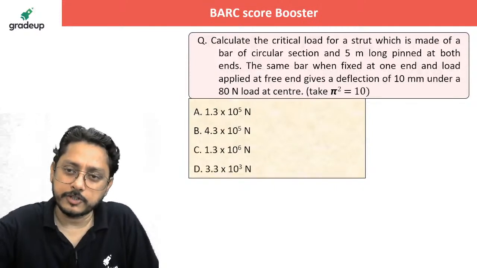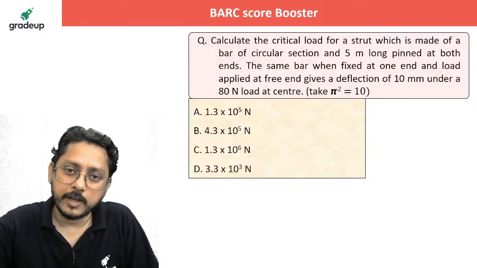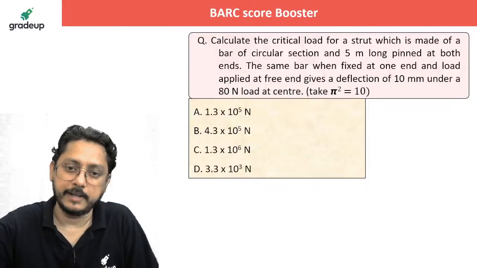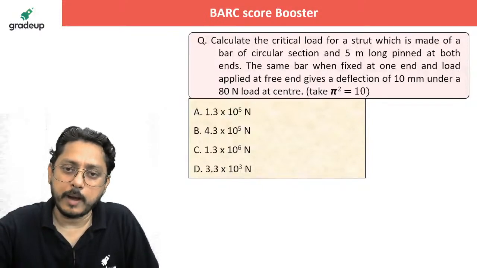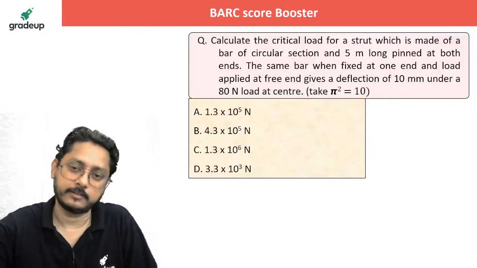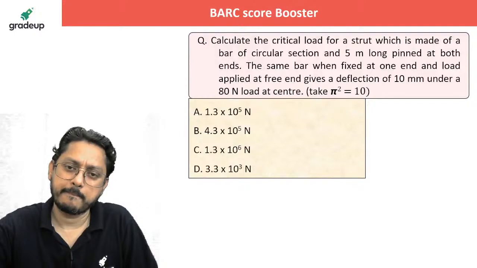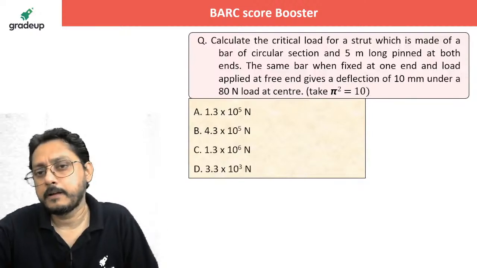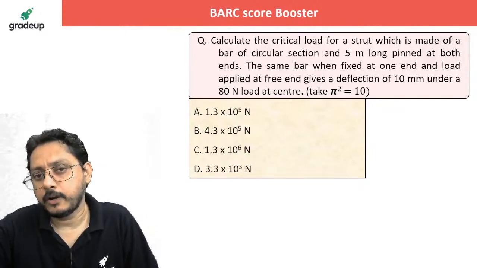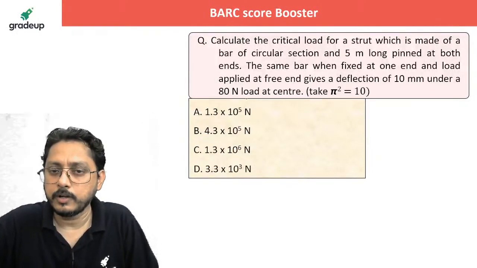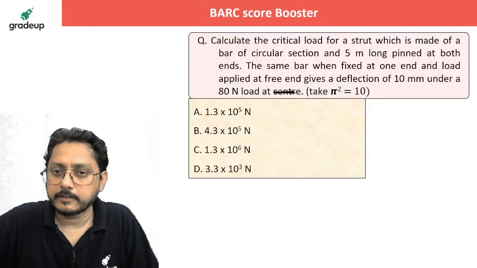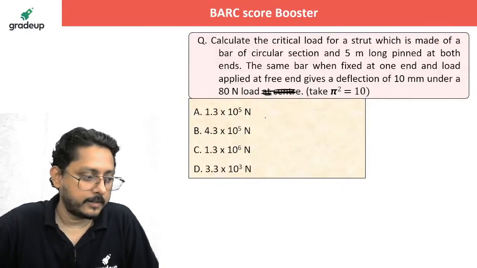Calculate the critical load for the strut, which is made of a bar of circular section and 5 meters long, pinned at both ends. The same bar, when fixed at one end and load applied at the free end, gives a deflection of 10 mm under an 80 Newton load at the free end, I think, not at the center, at the free end, right?